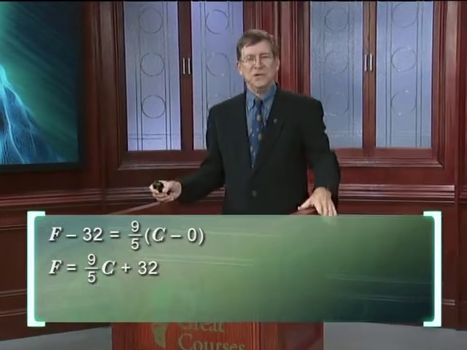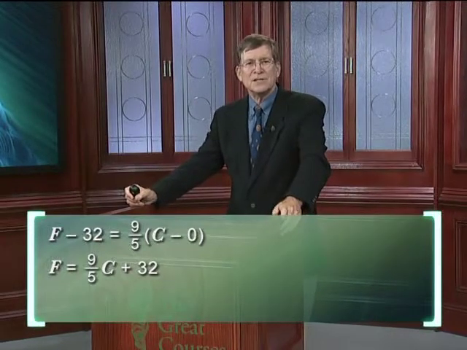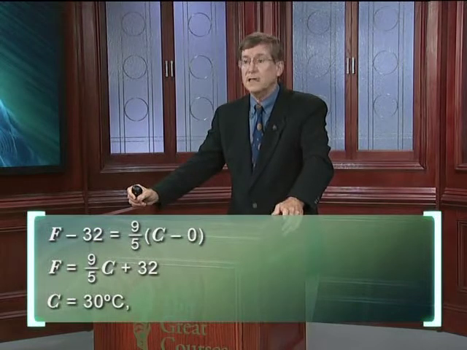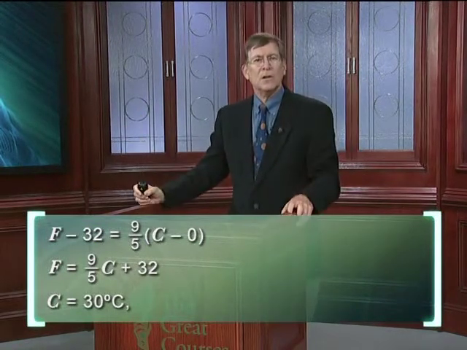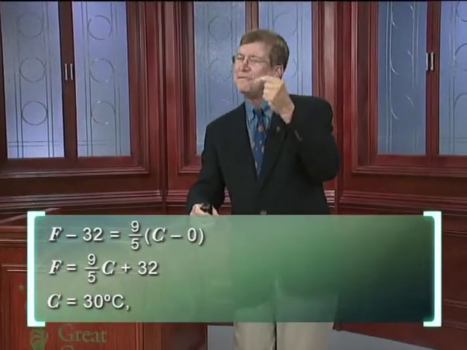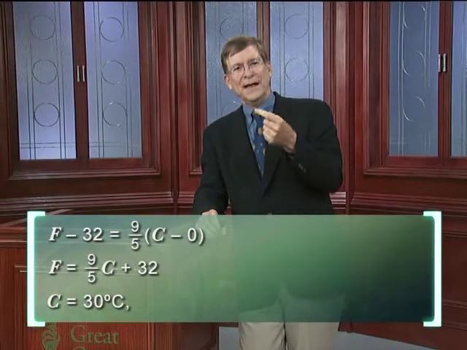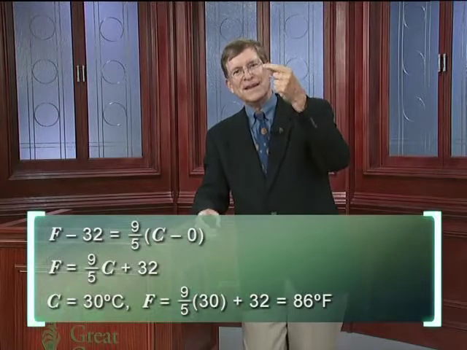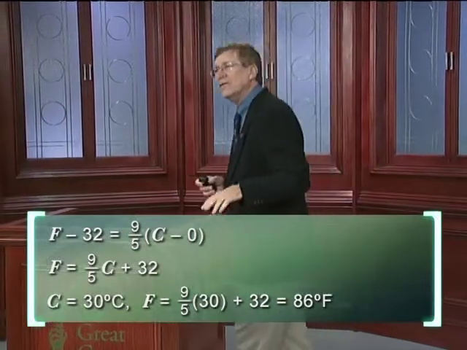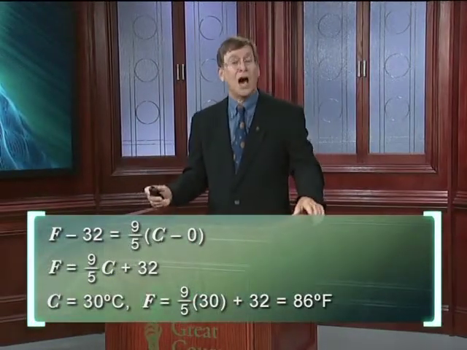So how could you use this equation? Suppose you're traveling in Europe and you read the newspaper and it says tomorrow's temperature is going to be 30 degrees centigrade. And you go, well, I don't know what that means. Well, with this formula, you can figure out the corresponding Fahrenheit temperature by plugging 30 into the equation. And if you do that, you get that F equals 9/5 times 30 plus 32, which is 86 degrees Fahrenheit. And you'll say, well, I better wear a t-shirt today. It's going to be pretty hot in Europe.